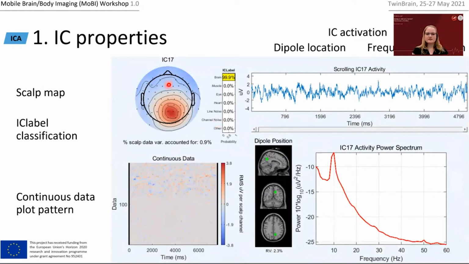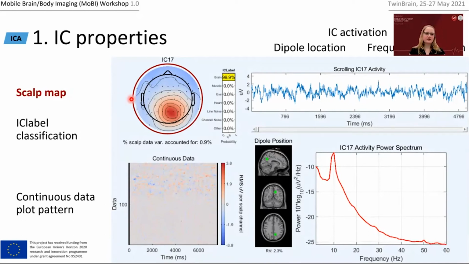So we always stay to this overview, but check out each of the properties in particular. So we start up here and, oh sorry, no, I'm reading from left to right. So we start with the scalp map. This is basically what you have seen yesterday in the talks when people were talking about different distributions of activity across the scalp.